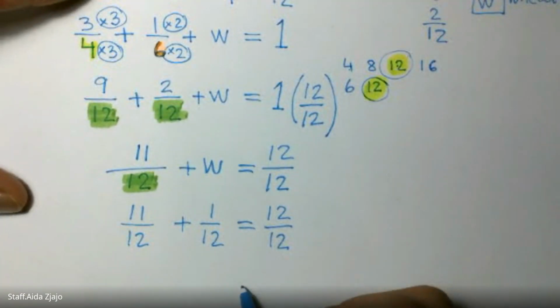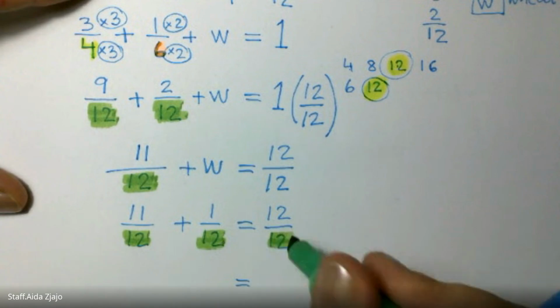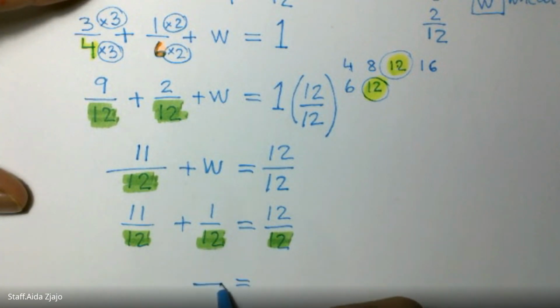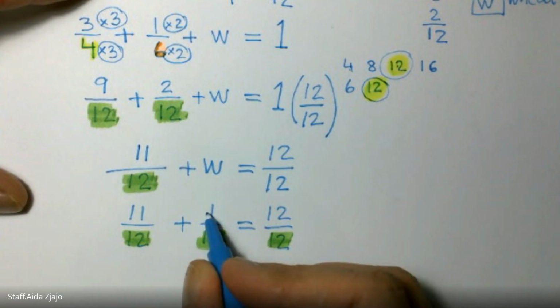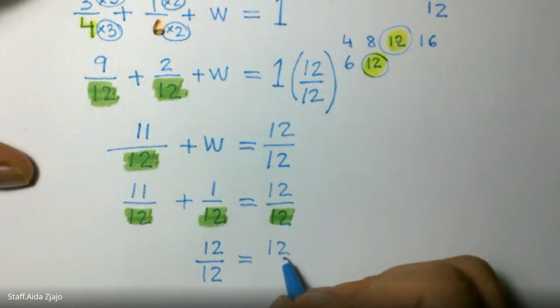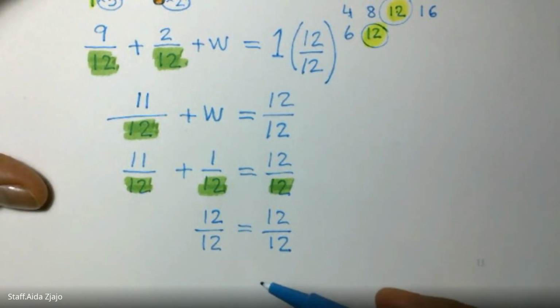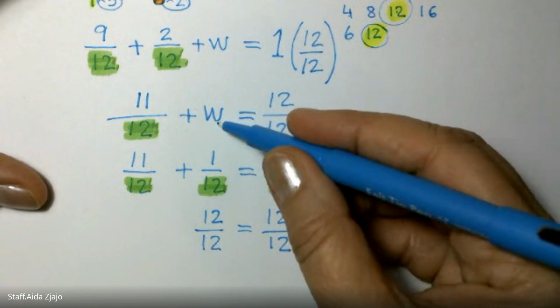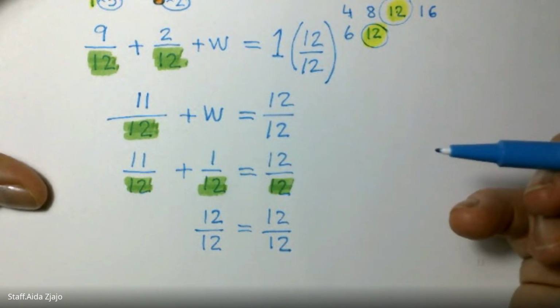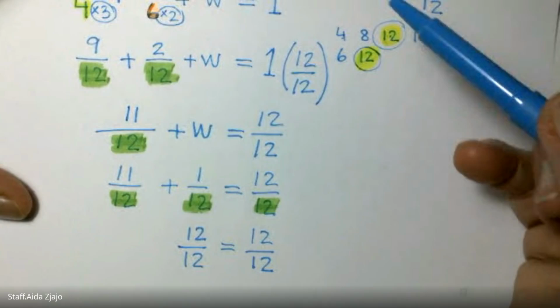If you look on this side, 11 plus 1 is 12, and here is already 12 twelfths. So that means they are equivalent. So we know W is 1/12. So what fraction of his field is used for wheat?